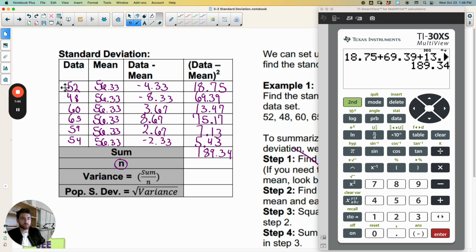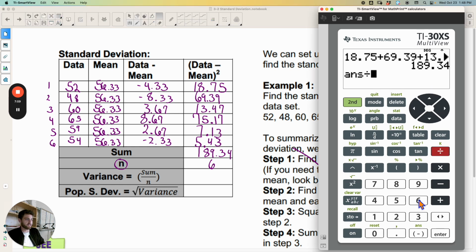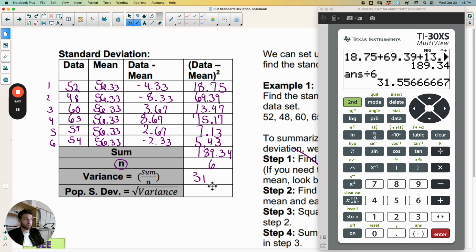That's the total number of values I have. So I have 1, 2, 3, 4, 5, 6. So n is equal to 6. So for the variance, we need to calculate the sum divided by 6. So I'll just divide my previous answer by 6, and that gives us 31.56 if I round to 2 decimal places.